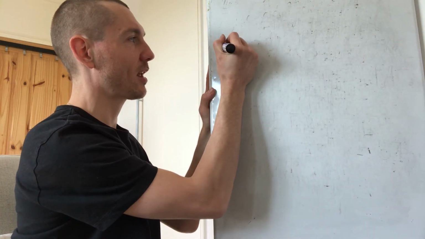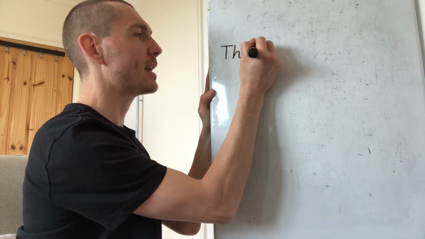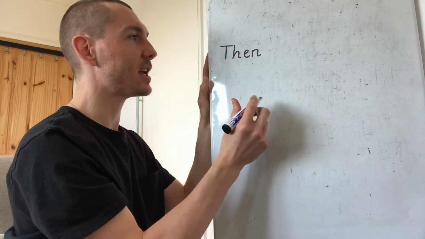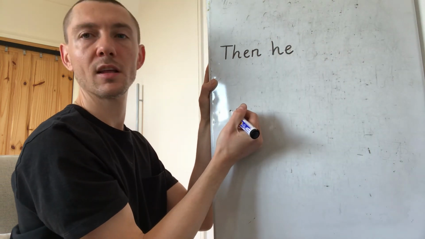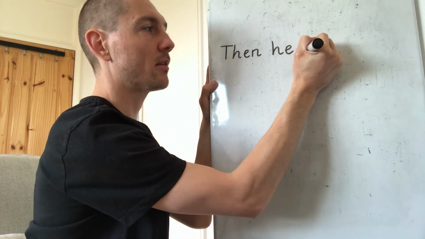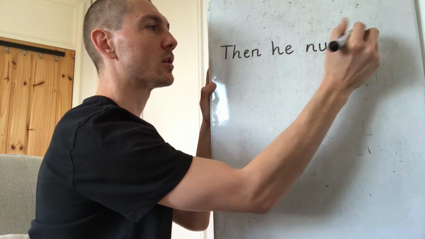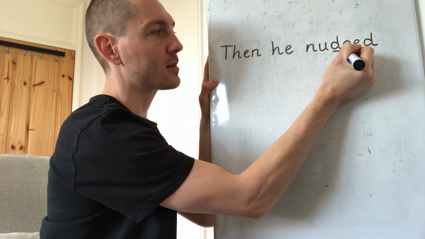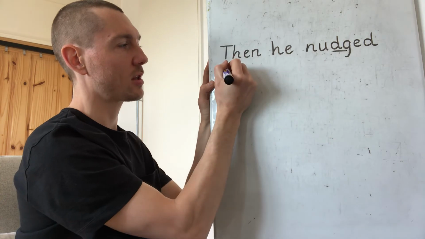So, the first word is then. Okay, so say the sounds. Capital letter for the start. And we have then. Next word. Then he. Then he nudged. Nudged. J. D. We should have that DG spelling of J in nudged. Then he nudged. The.